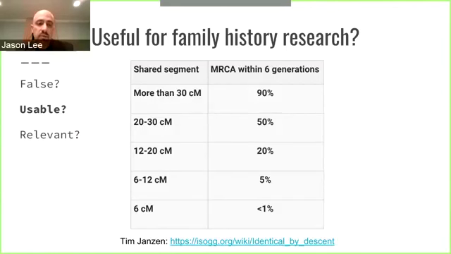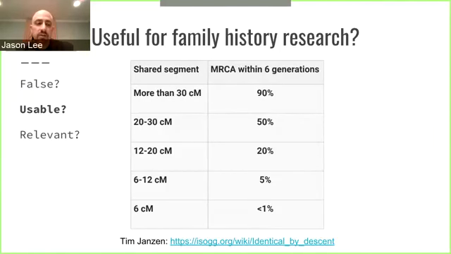generations less than 1% of the time. With 6 to 12 centimorgan segments, we may find a shared ancestor within the past 6 generations about 5% of the time, and so on. 12 to 20 centimorgans, maybe we'll find a shared ancestor within the past 6 generations 20% of the time. So this is yet another reason to be very cautious with these low centimorgan matches.